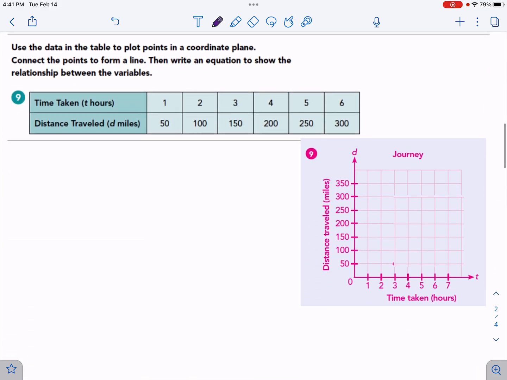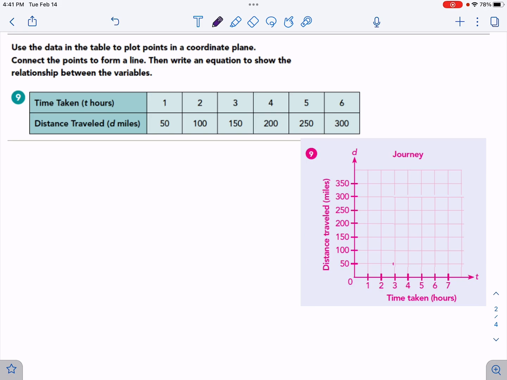Well, on to the very last one. We're going to use the data points to plot the points in the coordinate plane, and we will see what kind of line we get. And then we're going to use an equation to show the relationship. Okay, so this one was plotted wrong. The previous one was labeled wrong, and this one is plotted wrong.